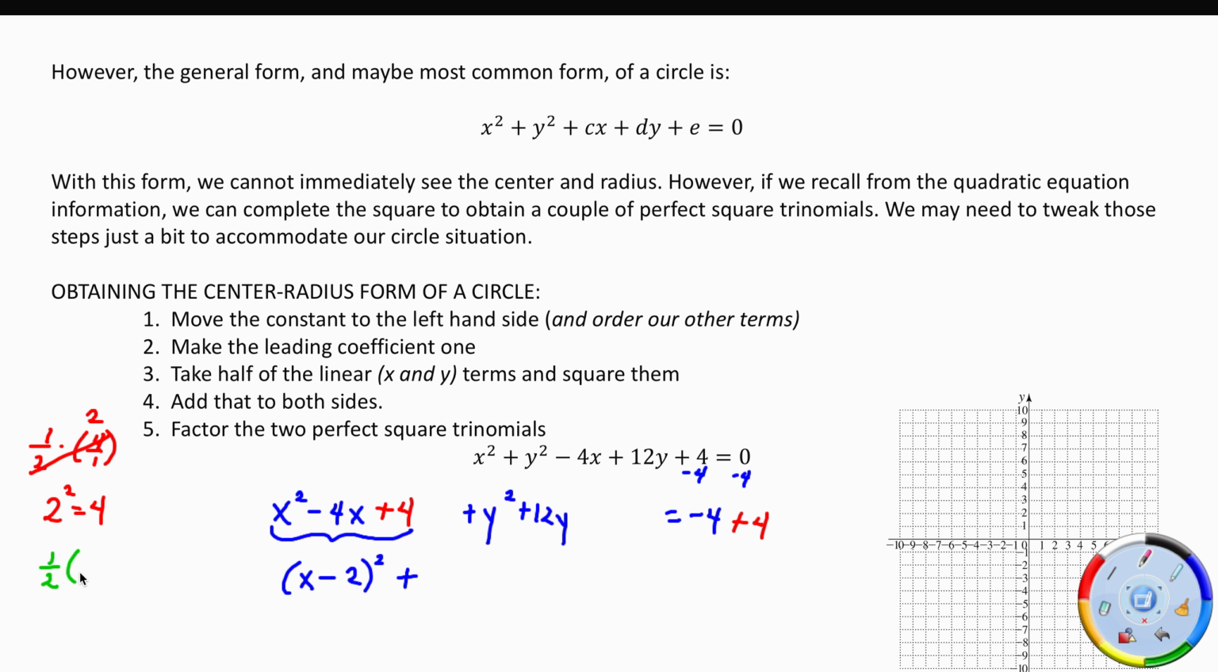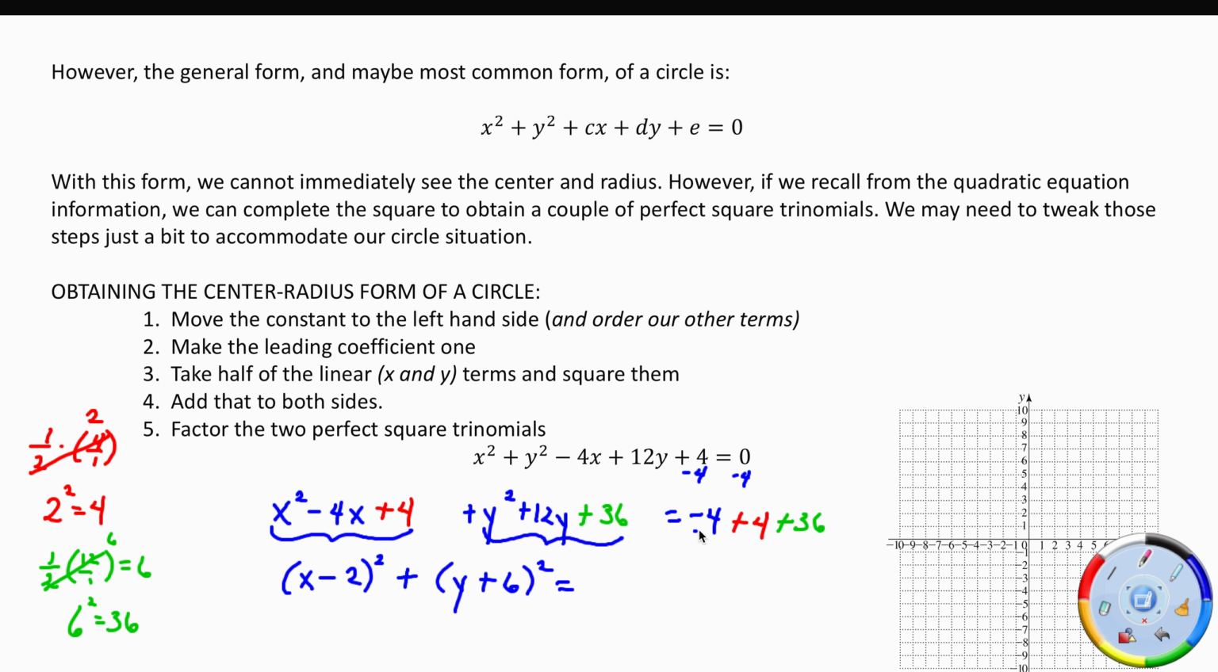So if I take half of 12, that's 6, and squaring it gives me 36. So I'm going to add 36 to both sides because that makes this the perfect square trinomial that uses this sign and this first value, the half of 12. Then I have an equal.